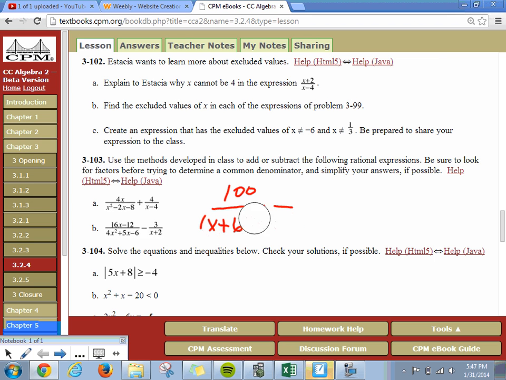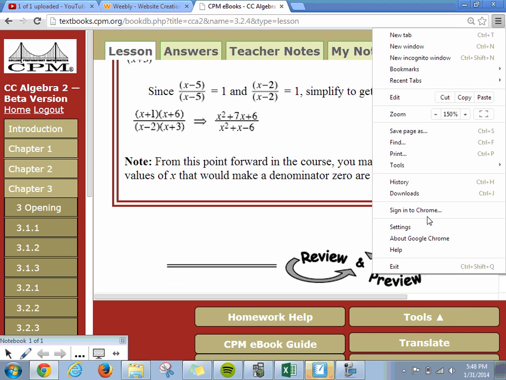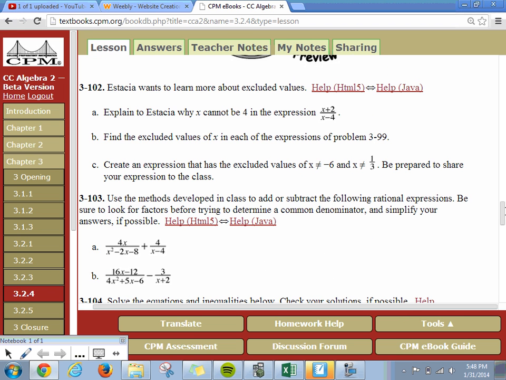Moving on to 103A and B. It says use the methods developed in class to add or subtract the following rational expressions. And so if we're interested in adding them, I'm going to change the zoom a little bit because it is pretty small. Alright, too big. So looking at A and B, we want to change it so that we can add and subtract. Really what that means is we're looking to create a common denominator between the two.